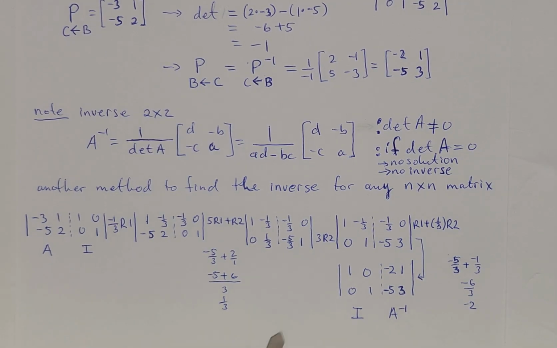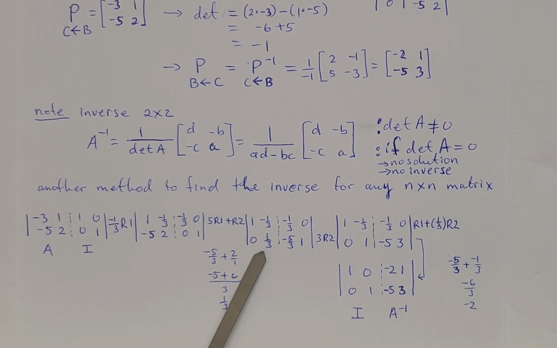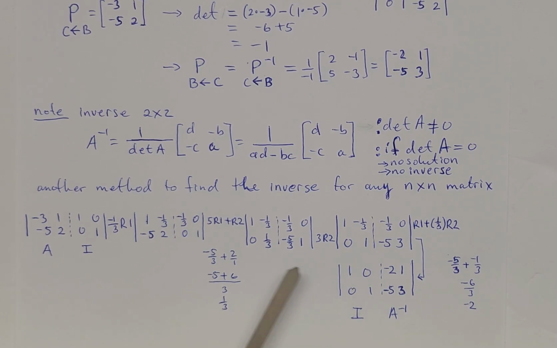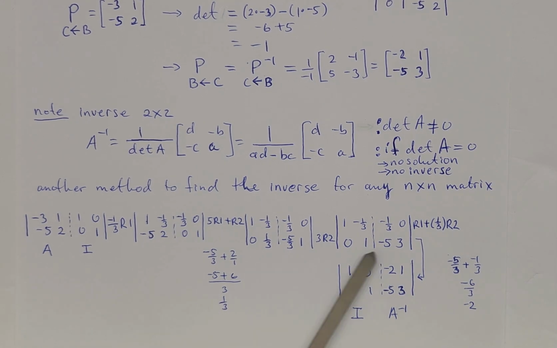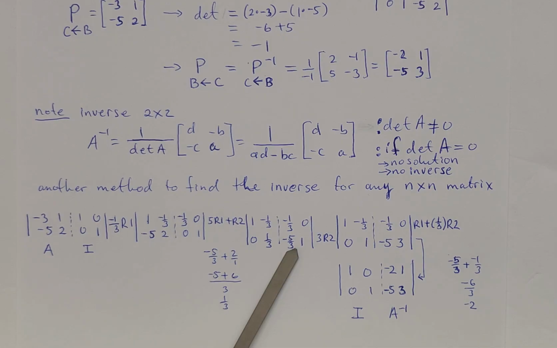Okay. Next, I want this 1/3 to be a +1 here. So multiply by 3, since the reciprocal of 1/3 is 3. Okay, because I need that +1. So 3 times 1/3 gives me this 1. 3 times negative 5 over 3 will give me this negative 5 because the 3 will cancel. I'm just left with negative 5. And then 3 times this 1 will give me this 3.